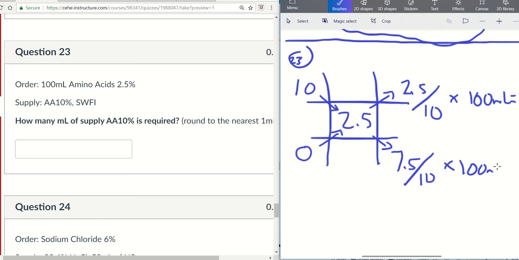Which one do we want? Do we want the top number or the bottom number? So 10%. Yep, we want this top one. So just punch in 2.5 divided by 10 times 100.